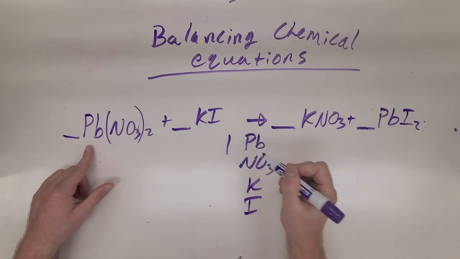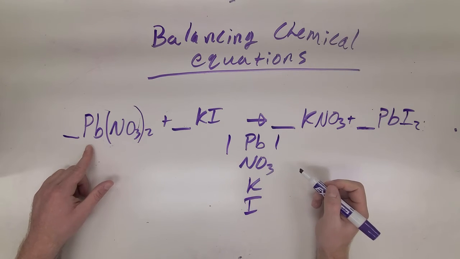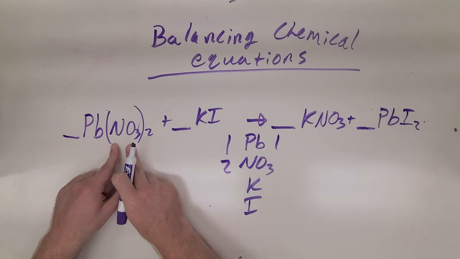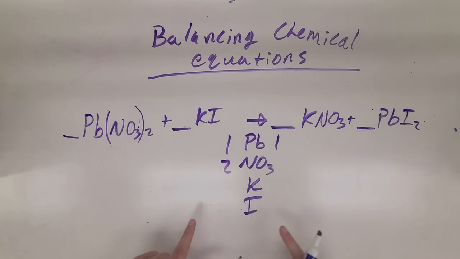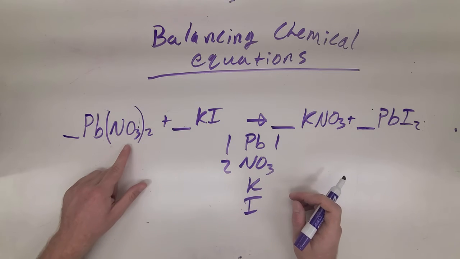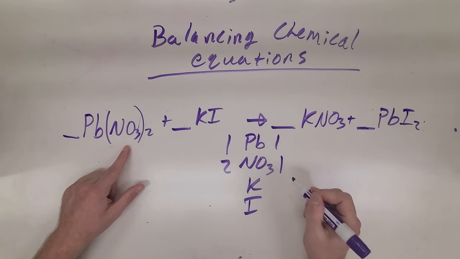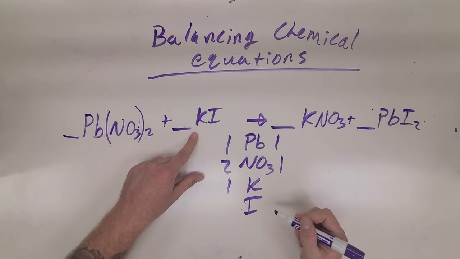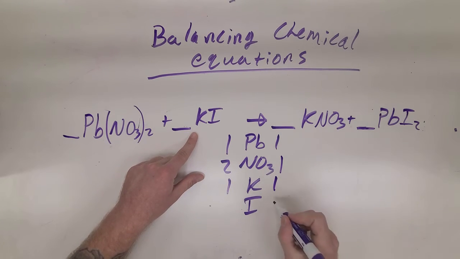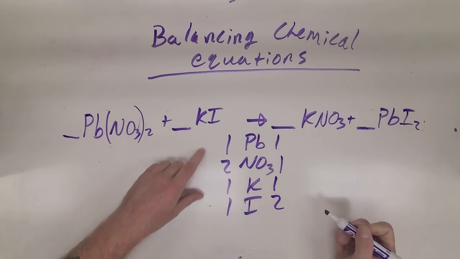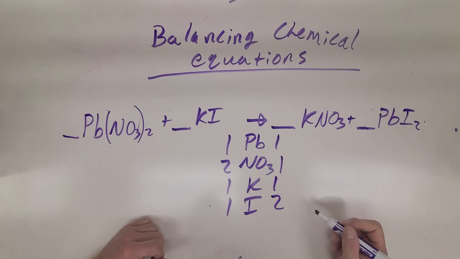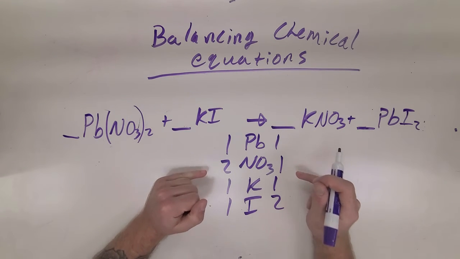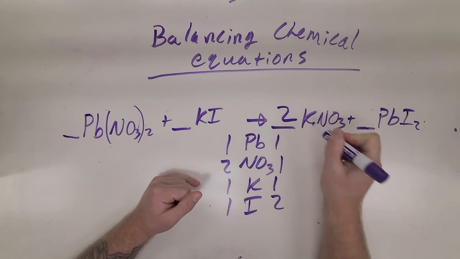We've got 1 here for lead and 1 over here. We've got 2 nitrates, and again I wrote nitrate here because nitrate is its own ion. It's going to travel over here and stay together, so it's okay to do that. We only have 1 over here though. We have 1 potassium over here and 1 over here, and we have 2 iodine to 1 iodine over there. Okay, lead's good, nitrate is not. So in order to fix nitrate, we got to put a 2 there.